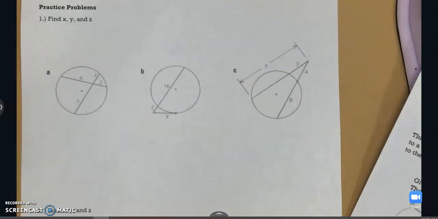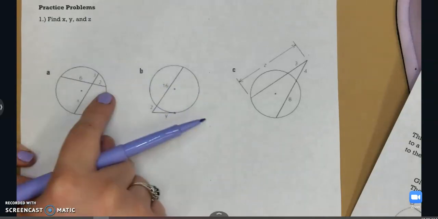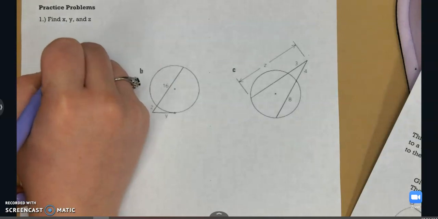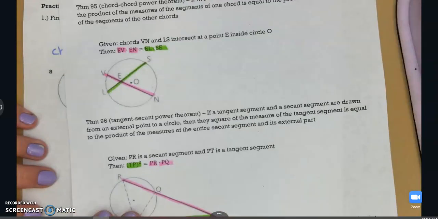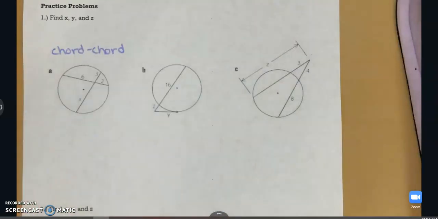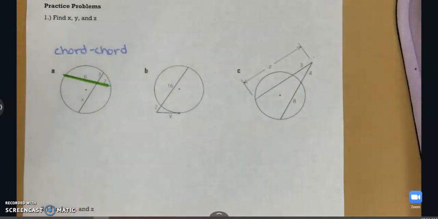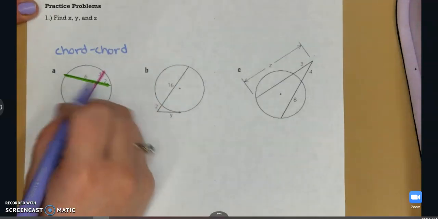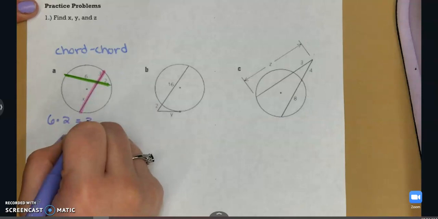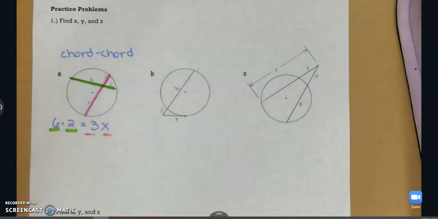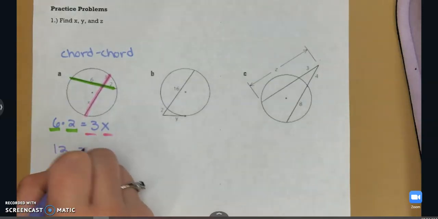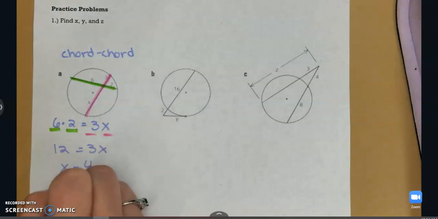And on the back side with these practice problems, the first thing I want to identify is which relationship I have. So starting on A, these are two chords. So this is going to be my chord-chord power theorem. And remember on chord-chord, it was pink times pink equals green times green. So I'm going to label one of them green, one of them pink. And so 6 times 2 is equal to 3 times x. Green times green, pink times pink. Well, 6 times 2 is 12. If 12 is 3x, then x is 4.